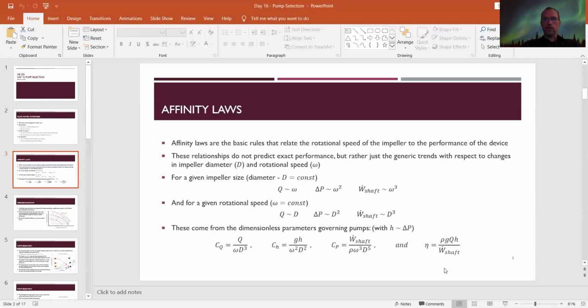And then finally, the last dimensionless number that I care about is efficiency. Efficiency is basically power out over power in. Power out of a pump is density times gravity times flow rate times head loss, so rho g Q H is my power out. W dot shaft is my power into the pump, and that's my overall efficiency. Another important dimensionless parameter when it comes to pumps.